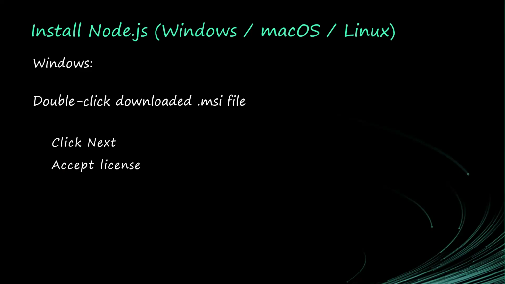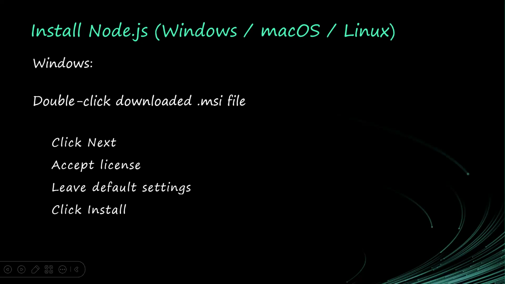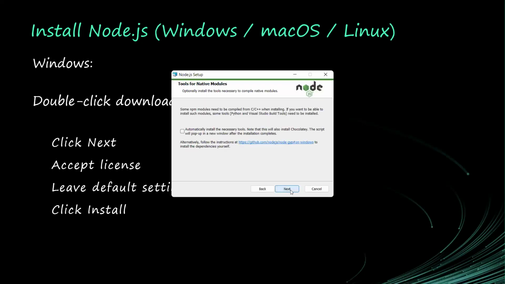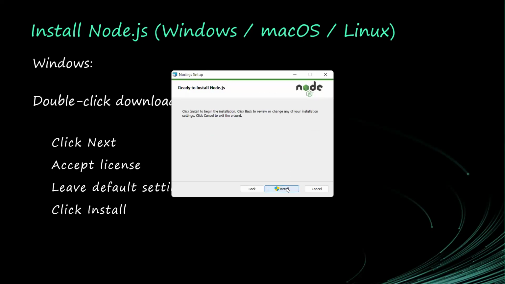Click next, accept license, leave default settings. So leave default settings and just be clicking next as we go. Okay, so automatically install the necessary tools. Know that this will also install Chocolatey. So leave this one. Don't check this box, please. Just leave it so that it will not take time. So we'll go next.